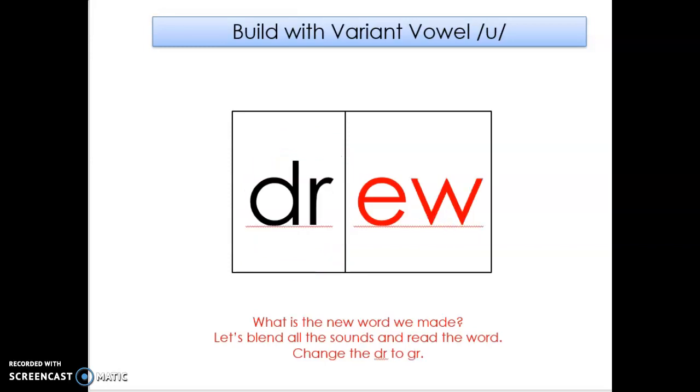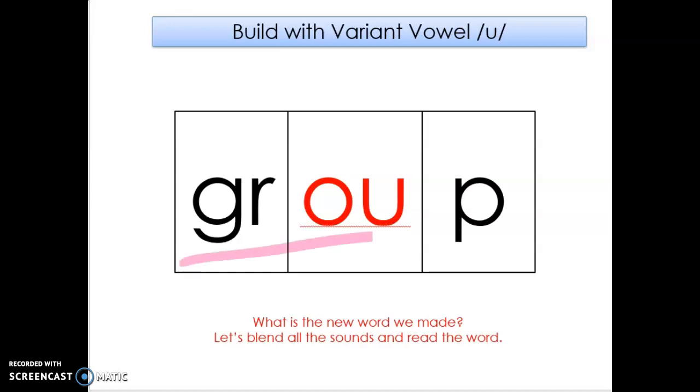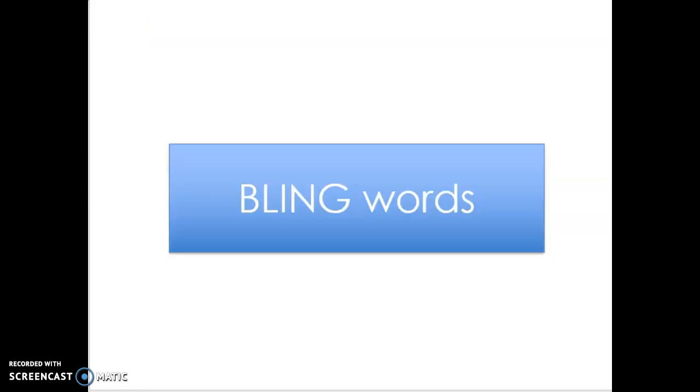What's the word? Change DR to GR. Think. Say, grew. What's the word? Grew. Add a P at the end of the word. Think. Say, the word is group. What's the word? All right, we're going to work on some bling words.